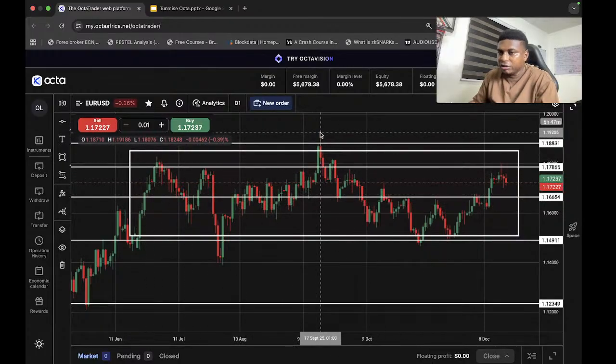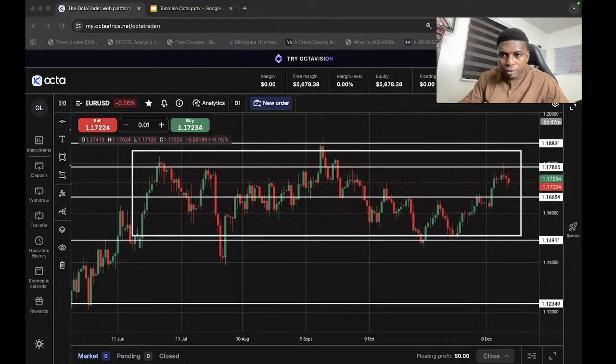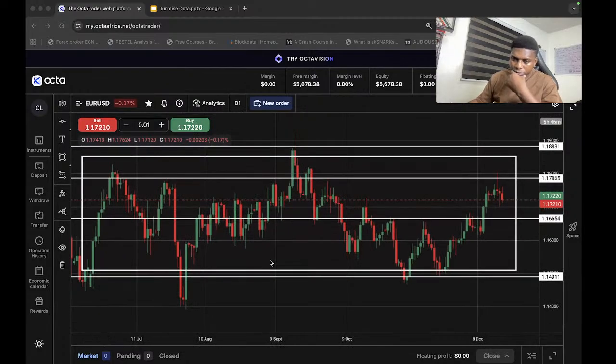So this makes it very, very interesting. So we've been able to identify levels of support and resistance. We've also been able to identify the price range, where price is ranging in a particular range, as we can see here. Now, our next line of action would be to look at the lower time frame as to what price is doing there.